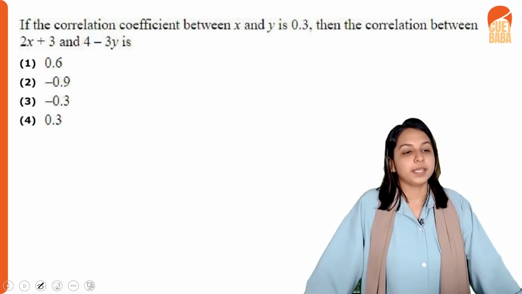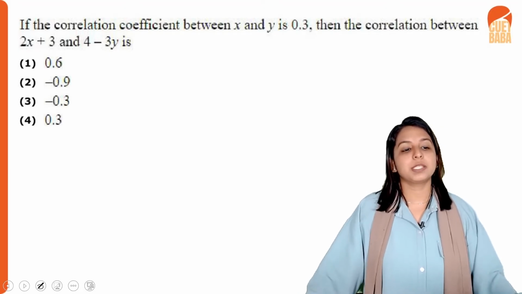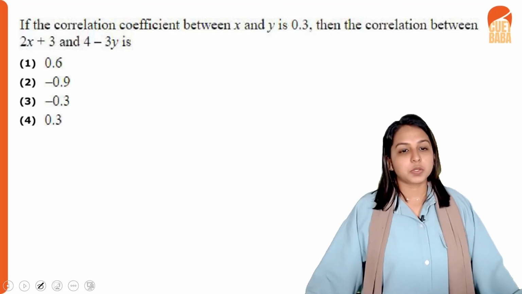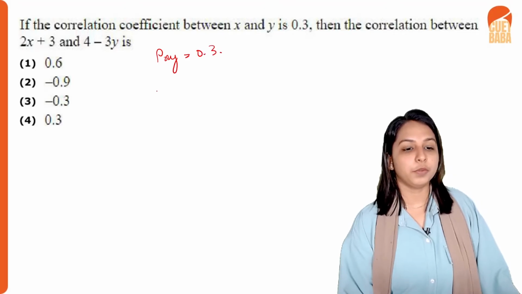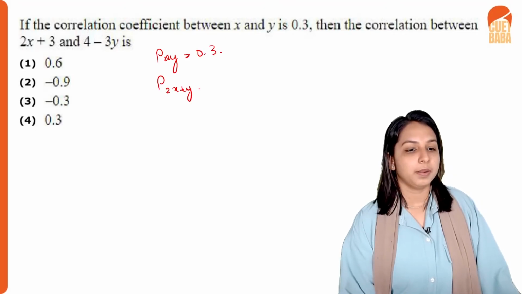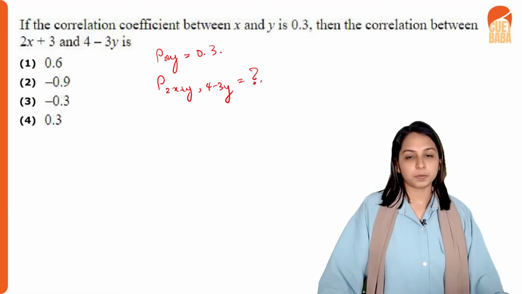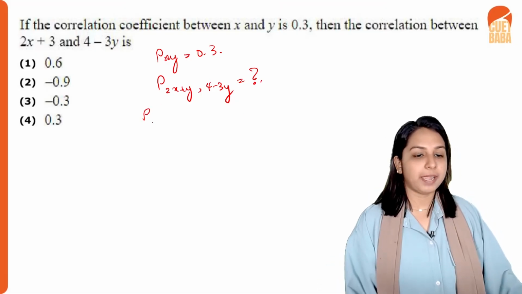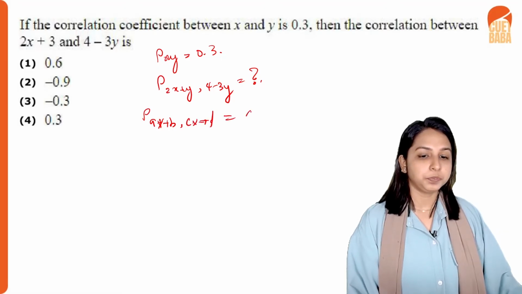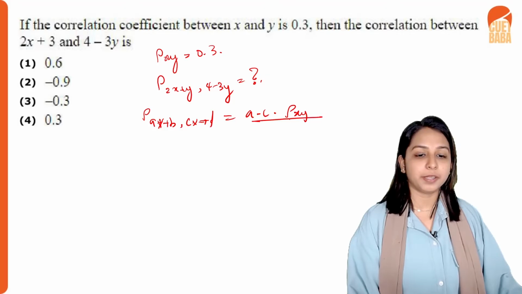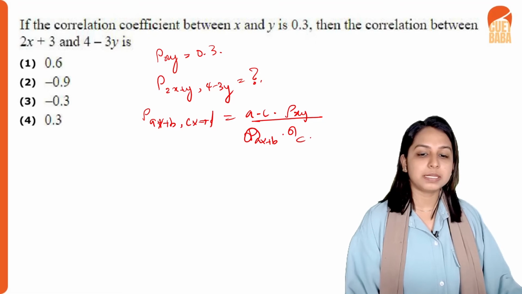Now we have the question: if the correlation coefficient between x and y is 0.3, then the correlation between 2x plus 3 and 4 minus 3y is. So the correlation between x and y, rho xy, is given as 0.3. Now we have to find out rho of 2x plus 3 and 4 minus 3y. This is the value that we have to find out. So we have a standard equation that rho of ax plus b, cx plus d is equal to a into c into rho xy divided by sigma ax plus b into sigma cx plus d.